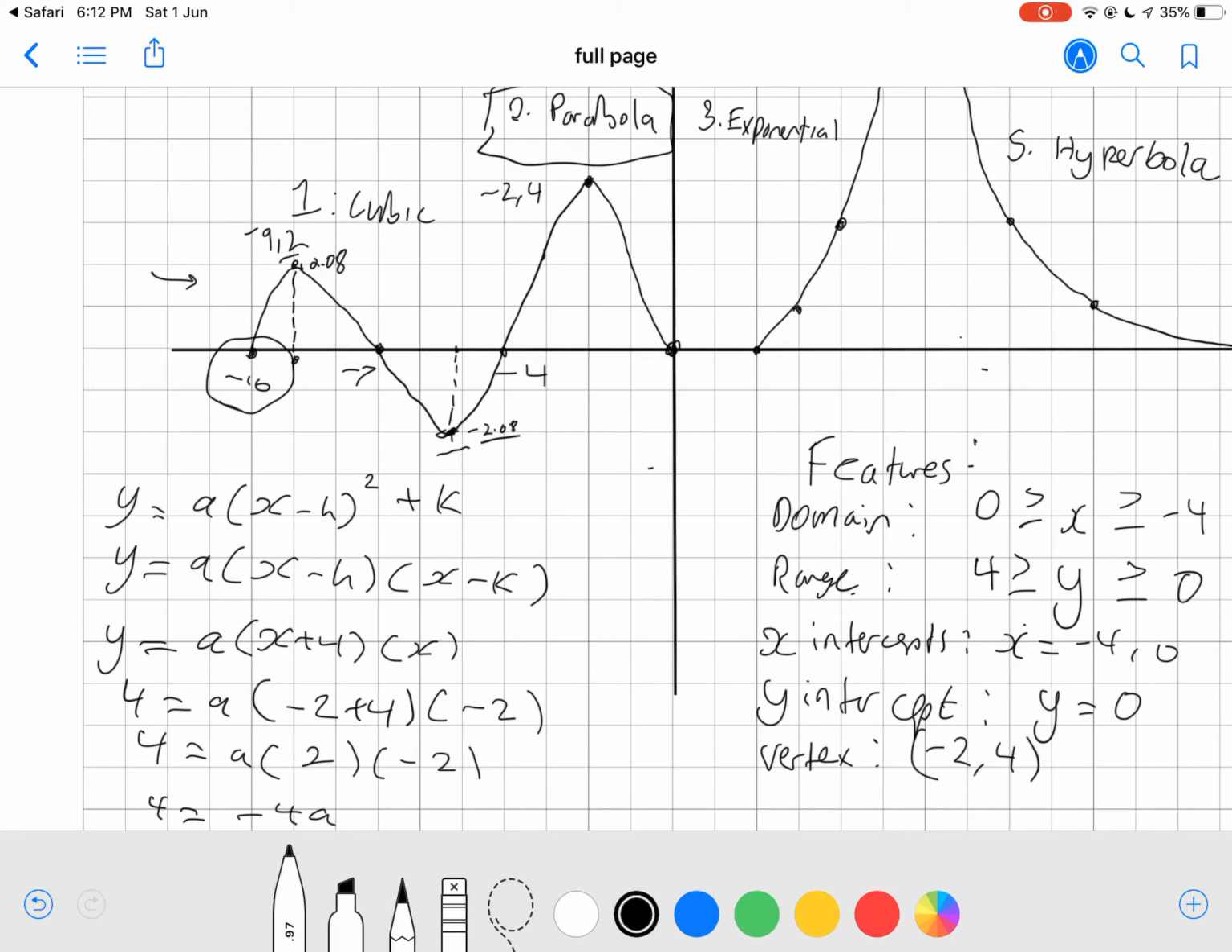Let me just check if there's anything else I'm missing. Yeah, I think that's it for the parabola. There's not too much to it.